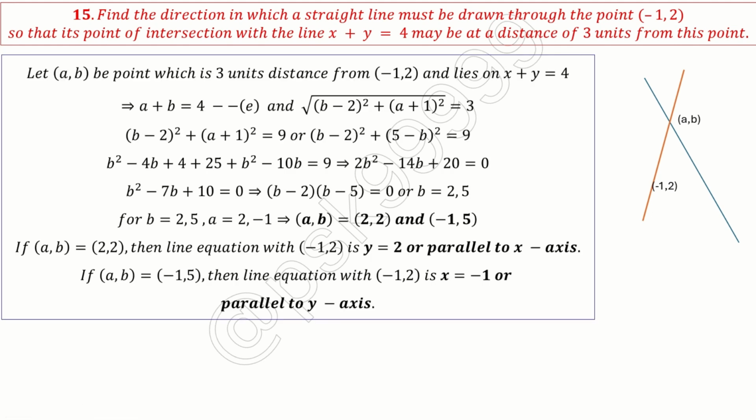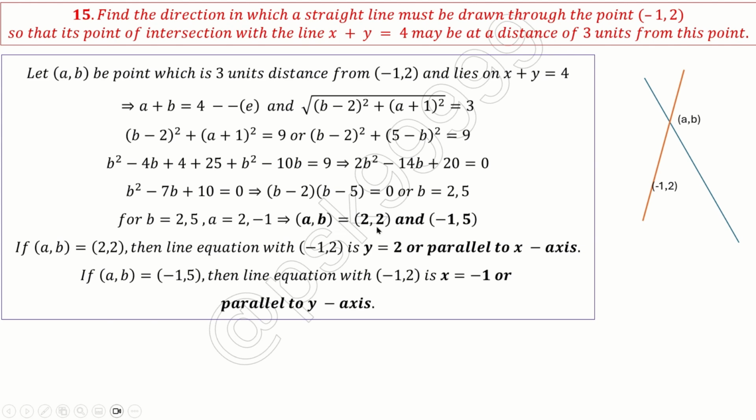Okay. First thing is (a, b) is 3 units distance from this point. So the distance equation you will apply: (b - 2)^2 + (a + 1)^2 = 3^2. And (a, b) lies on the given line x + y = 4. So a + b = 4. This is another equation. Okay. This is one equation you have, and this is the distance formula. So square it on both sides and then remove one of the terms, a or b, replace it using this equation a + b = 4, and simplify. You will get b and a values.